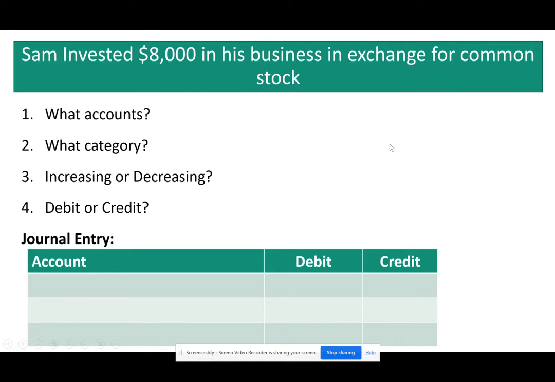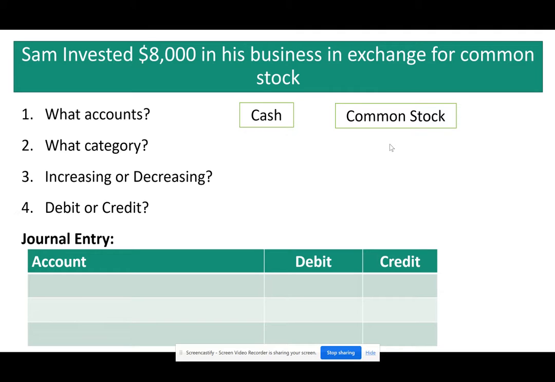So let's look at an example journal entry. Sam invested $8,000 of his business in exchange for common stock. So as you're building a journal entry, you want to ask yourself these four questions. What accounts am I dealing with? Now remember, there always needs to be at least two accounts because we always have to keep our equation in balance. And so in this case, our accounts would be cash and common stock.